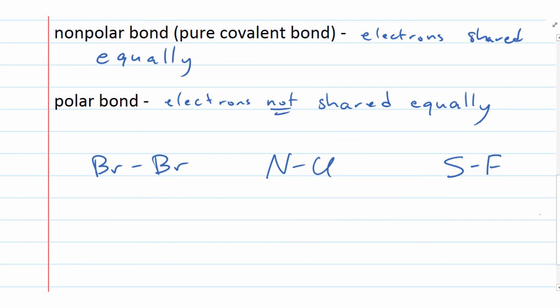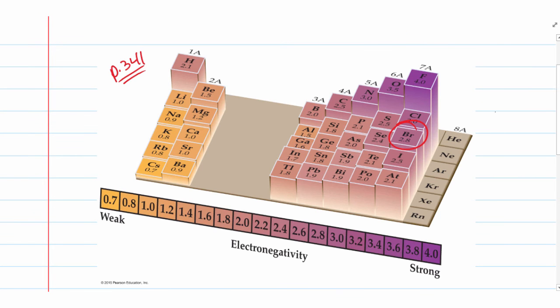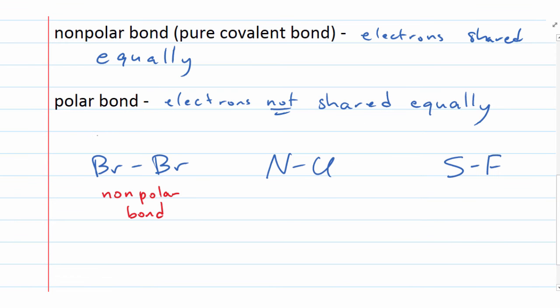Nonpolar. They'd automatically be nonpolar, because they are going to share electrons equally. Their electronegativity values are the same. So we would say that these have a nonpolar bond, or your author would refer to it as a pure covalent bond. Again, we wouldn't even need to look up the electronegativity values because they would be the same. But if we did, we'd see that all bromine atoms have an electronegativity value of 2.8.